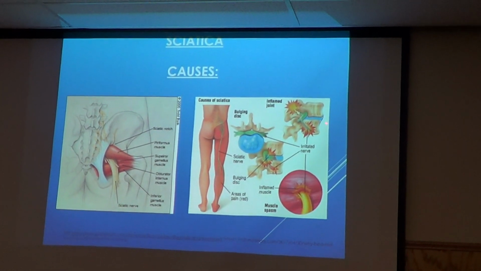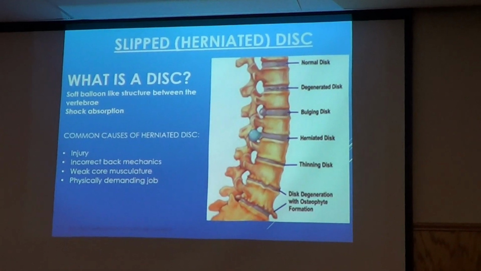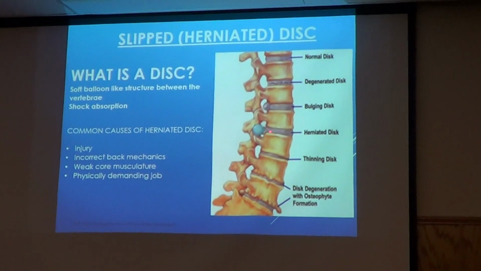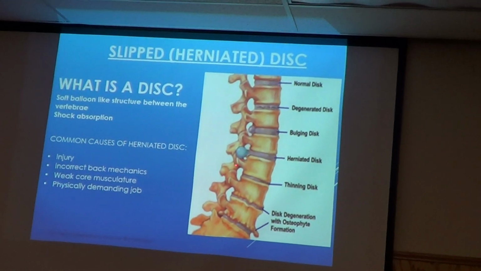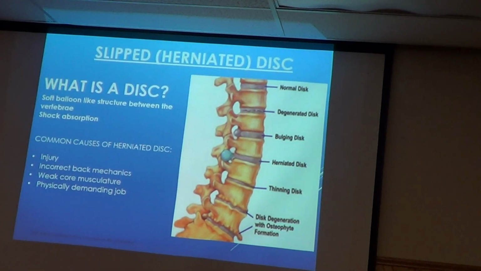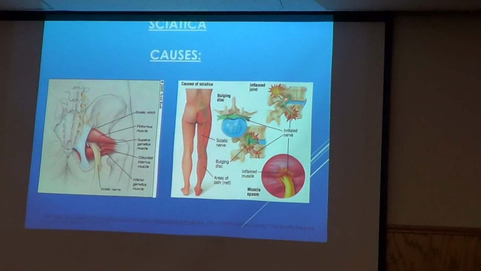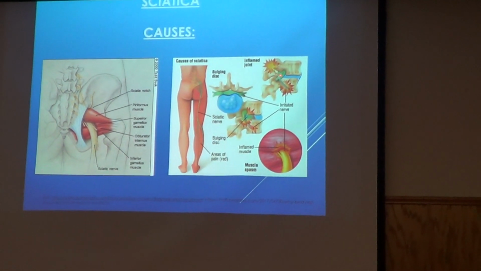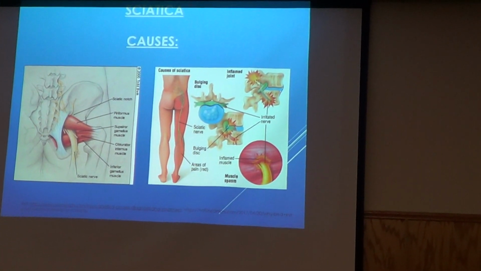Common cause, as we discussed, herniated disc. So when this disc comes out or displaces from its position, there are nerves coming out from these holes here, and the disc impinges onto the nerve. And that can be a sciatic nerve, like that. And that triggers the sciatic nerve and hence the pain.